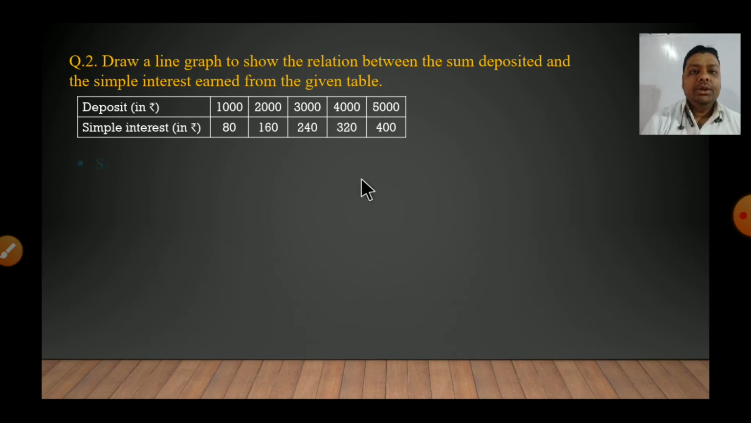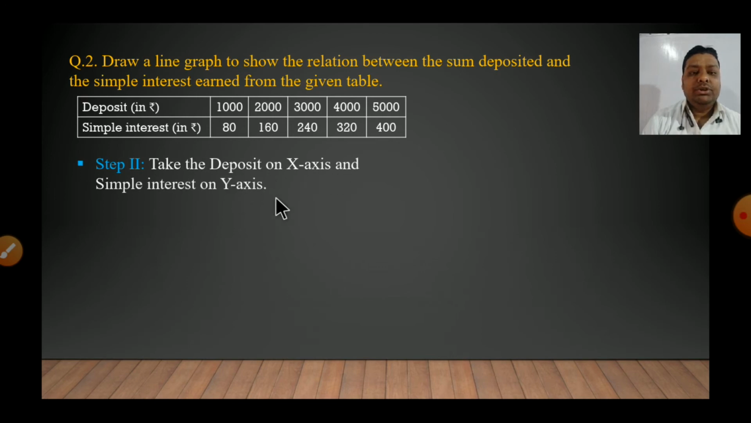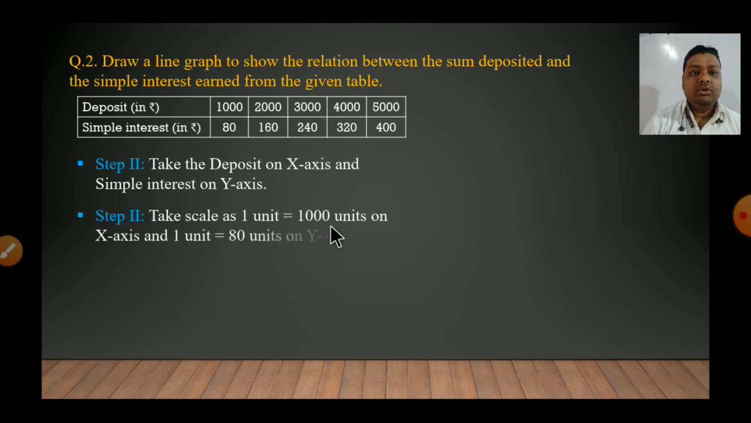Okay dear, so first step, take the deposit on the x-axis and simple interest on the y-axis. Next step, take the scale as 1 unit equal to 1000 units on the x-axis and 1 unit equal to 80 units on the y-axis. Now step 3, we have to plot the values on the graph.